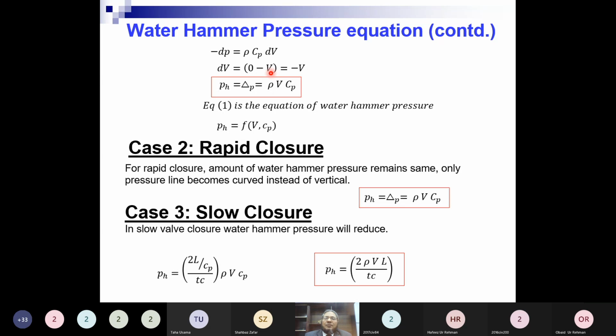The liquid was flowing with V, and we have closed the valve. The velocity was brought to zero, and it means dv is the value of minus v. If you put minus v here, then this pH will become rho v Cp.